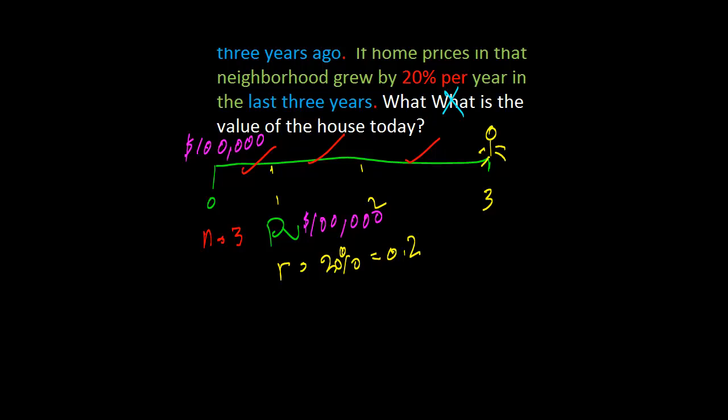Now, it's asking what is the value of the house after 3 years. So this is 1.20 to the power of 3, because we have 3 periods, and we're going to multiply it by our present value, which is our $100,000. That's going to give us an answer of 172,800. That's a nice house, increasing that much in 3 years.